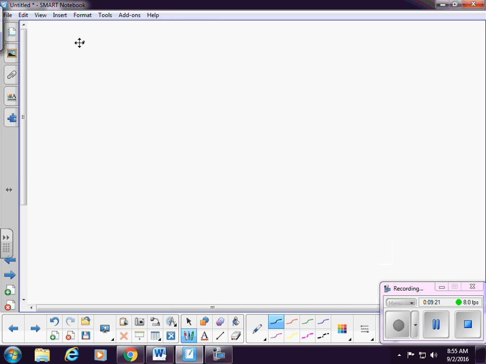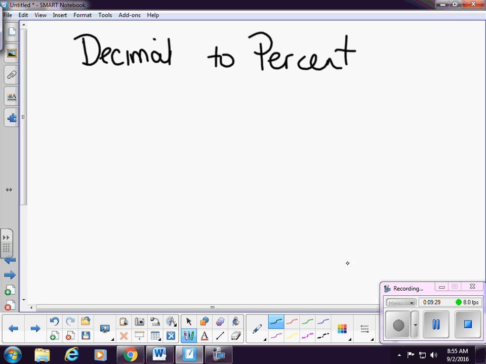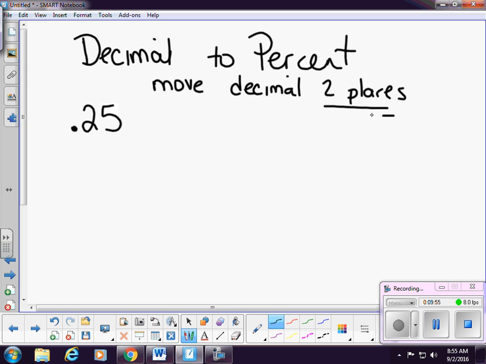Now, let's talk about changing a decimal to a percent. Let's say I have 0.25, and I ask you to write that as a percent. Very simple. Decimal to a percent, you're going to move the decimal 2 places, and it's always 2 places, to the right.